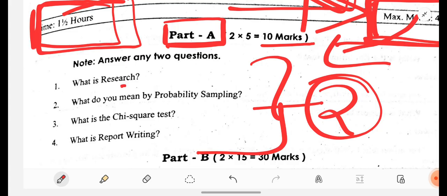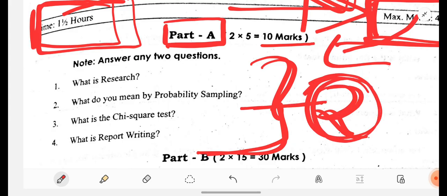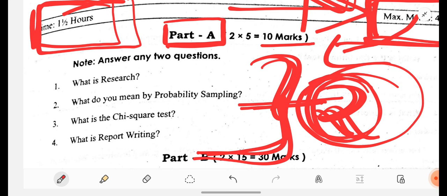Internal choice means 1 or 2, A or B, like that. They have not given you any internal choice. They have given you 4 questions. Out of 4 questions you need to attempt any 2 questions. Sometimes they may give you internal choice, but most of the time they will give you 4 questions, out of which you need to attempt any 2 questions.